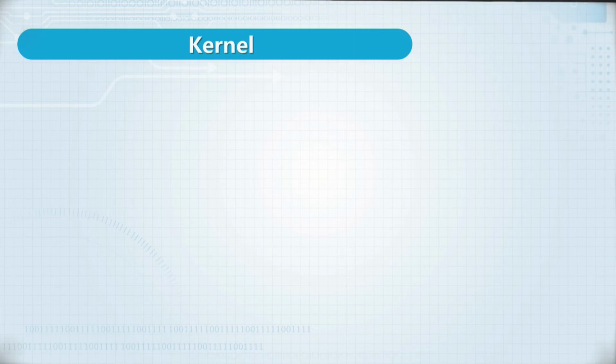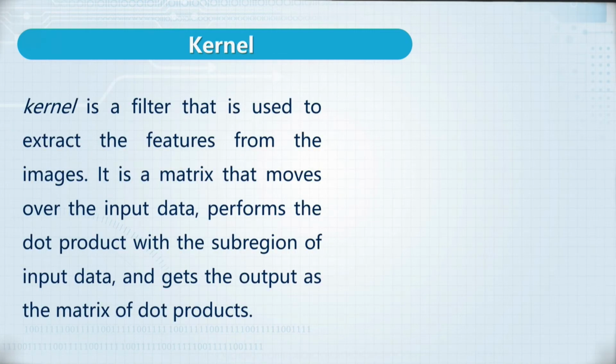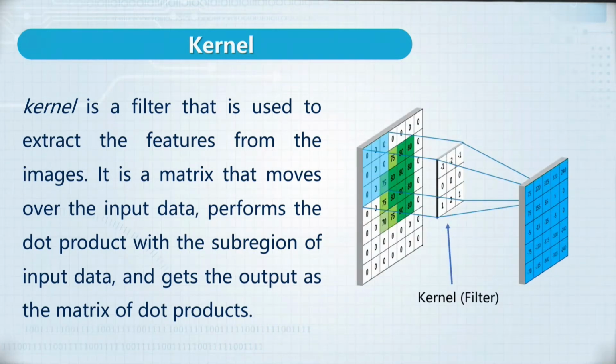In a convolutional neural network, the kernel is a filter that is used to extract the features from the images. The kernel is a matrix that moves over the input data, performs the dot product with the subregion of input data, and gets the output as the matrix of dot products. The kernel moves on the input data by the stride value. If the stride value is 2, then the kernel moves by 2 columns of pixels in the input matrix. In short, the kernel is used to extract high-level features like edges from the image.